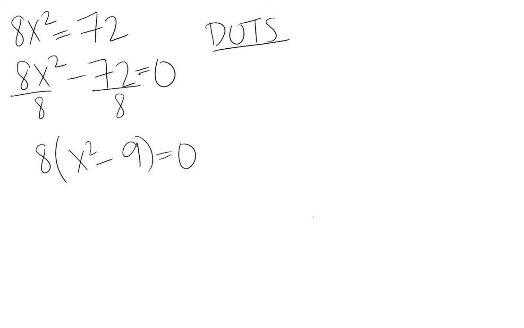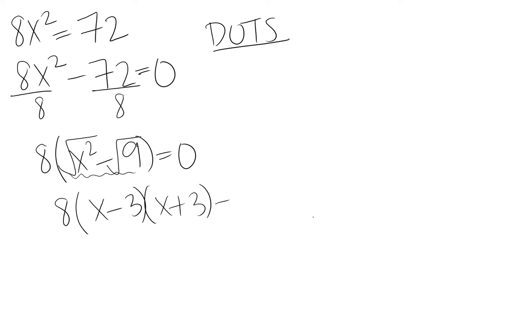Okay, so now we've got two terms inside of our parentheses, and they are both perfect squares. So we can take the square root of both of these to get our final factored form. So our final factored form would be 8 times x minus 3, x plus 3 equals 0. And don't forget that your GCF always needs to be out front.